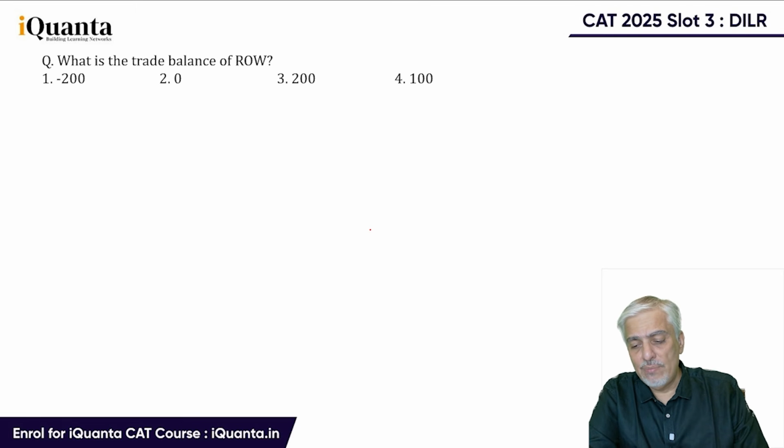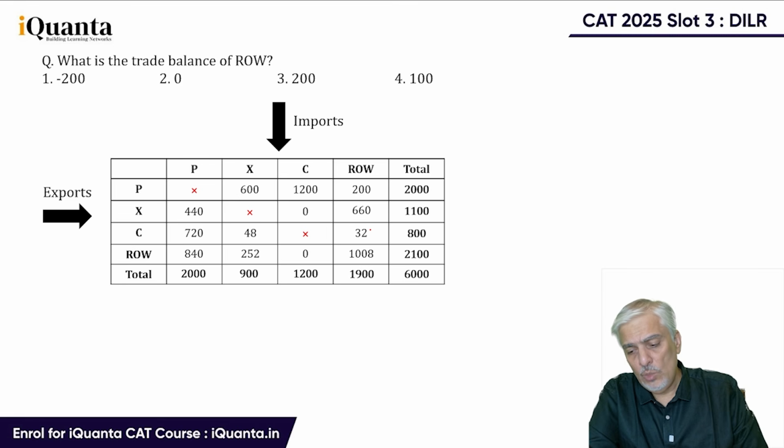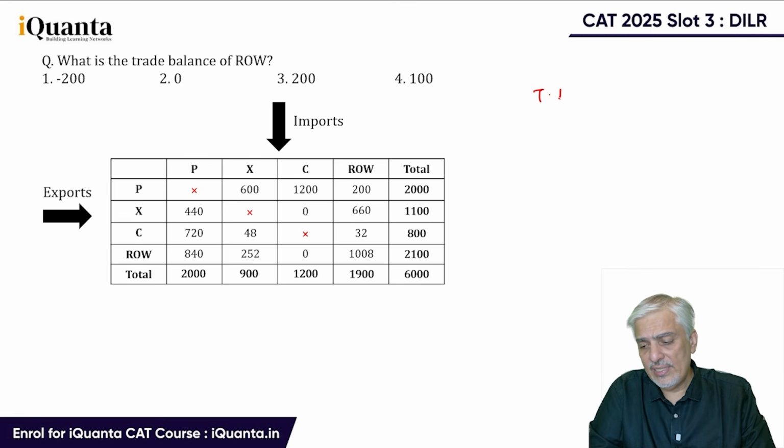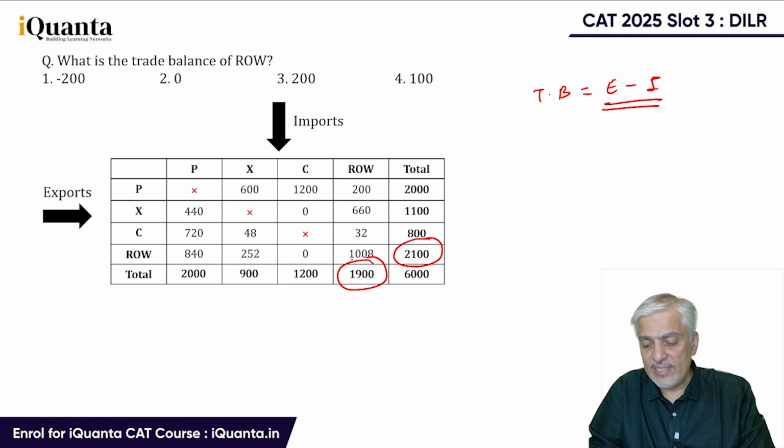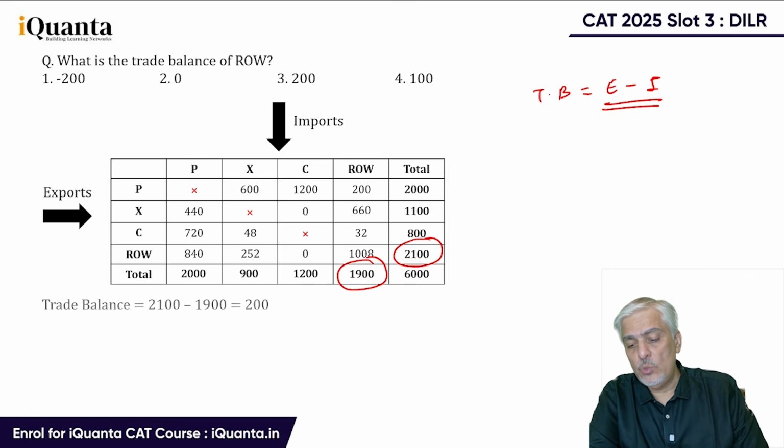What is the trade balance for ROW? What was trade balance? Exports minus imports. So exports for ROW was 2100. Imports for ROW was 1900. So trade balance was 200, which is the third option, right?